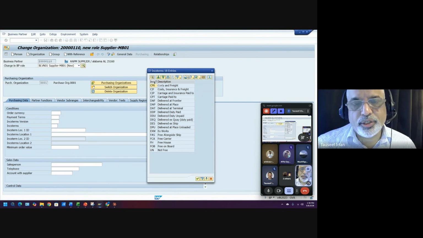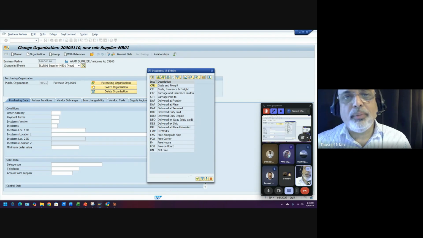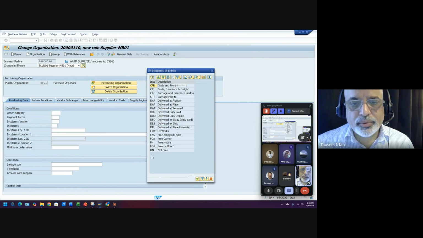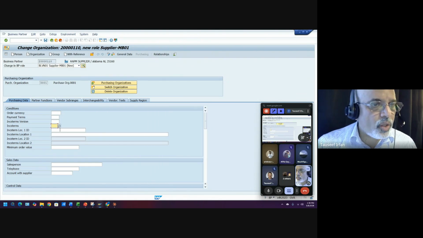And yeah, this is the worldwide standard. Whether you work in an American company, Europe, or anywhere in India, they all use these terms because these are the standard Incoterms. Okay, the 18 of them. So now you know where to save. So these are the Incoterms here, in purchasing data.